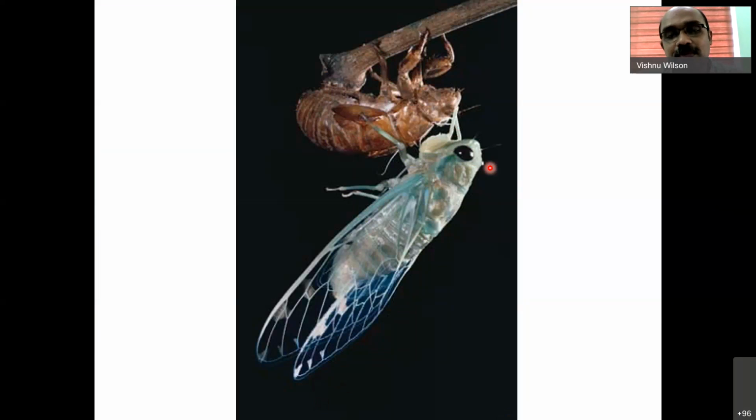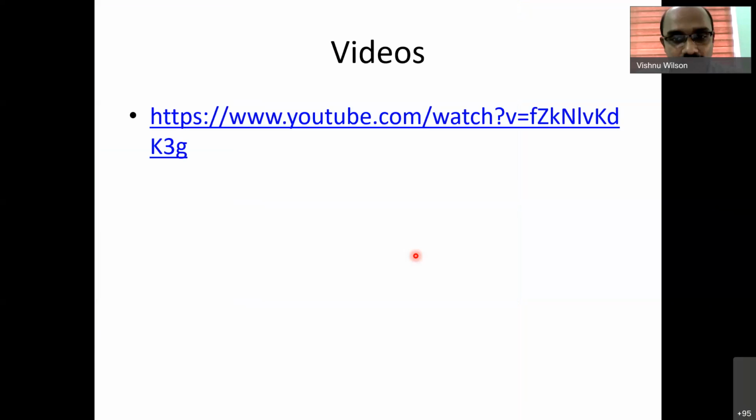This is another picture wherein just after molting, it is whitish in color. Slowly the sclerotization occurs.